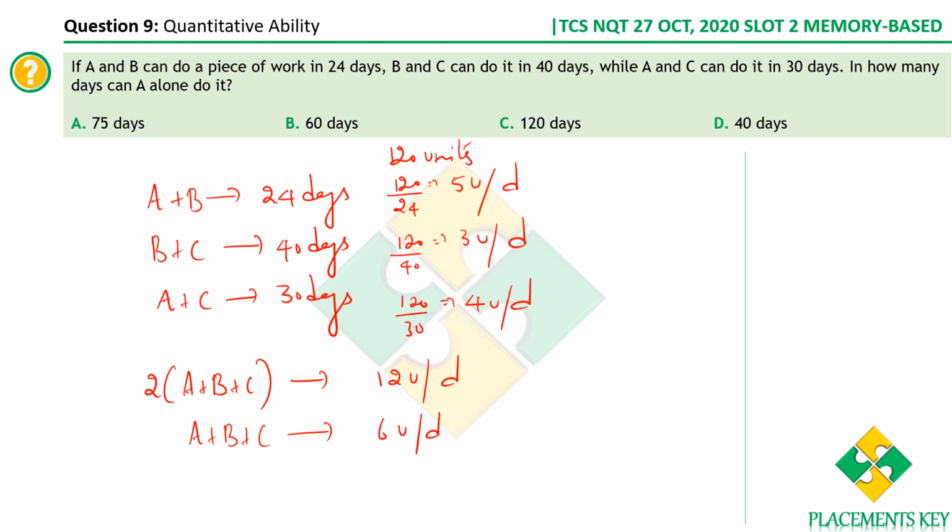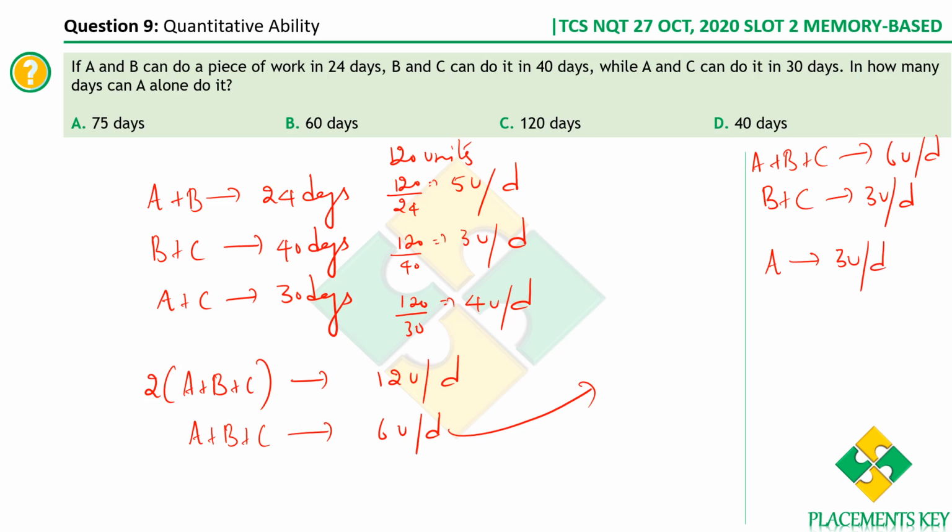Now what are we supposed to find? In how many days can A alone do it? See, we know B plus C can do 3 units of work in a day, whereas A plus B plus C can do 6 units in a day. So clearly, subtract these two, and A can do 3 units in a day.